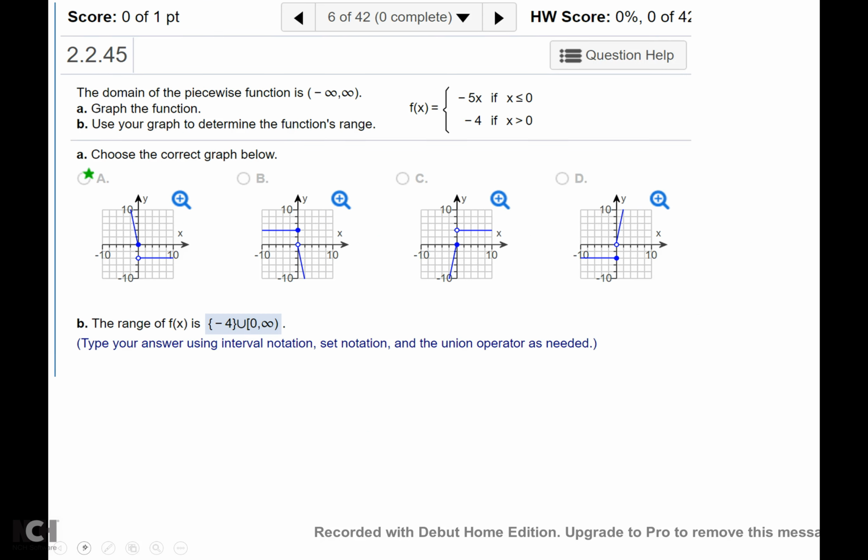All right. This one says the domain of the piecewise function is negative infinity to infinity. They want you to graph the function and use your graph to determine the function's range. All right, so the first one says to graph y equals negative 5x if x is less than or equal to 0. So what I'm going to do is draw a graph here.